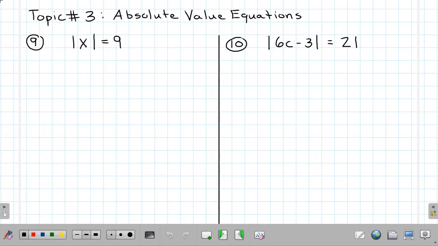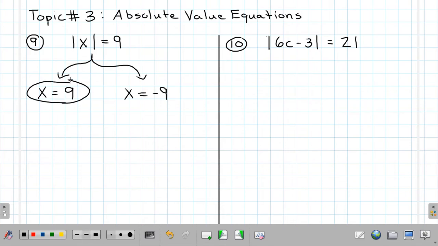Then we get to absolute value equations. So we're getting closer to the end here because this is something that should be a little bit more recent. Now, number 9, we start off with a super easy one. The absolute value of x is equal to 9. That means x can either be 9 or x can be negative 9. Because once again, if you plug either one of these back into the original expression, the absolute value of 9 is 9. The absolute value of negative 9 is also 9.